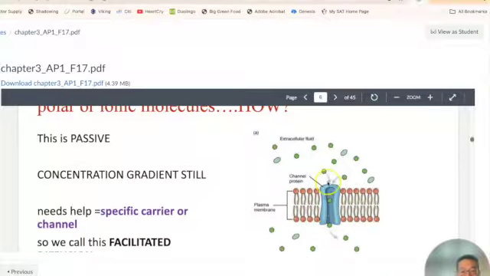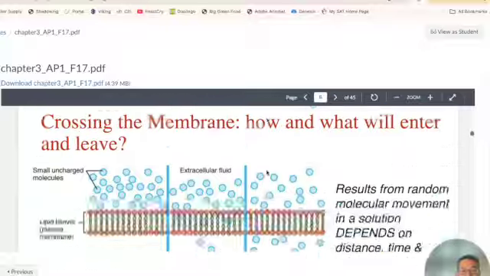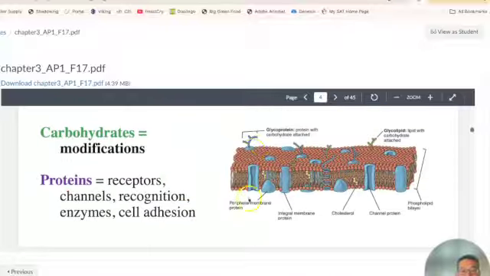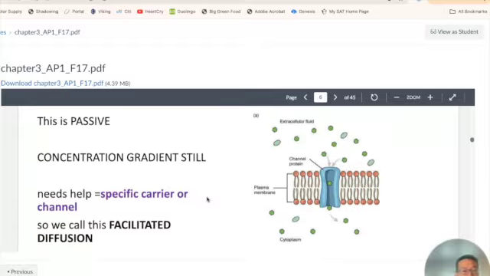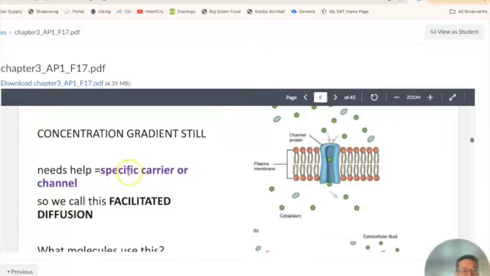So here are some channels that are specific. If you remember seeing these, they're different channels, they have different shapes, it's for different things to go through. So these are specific carriers or channels. We call them facilitated diffusion.